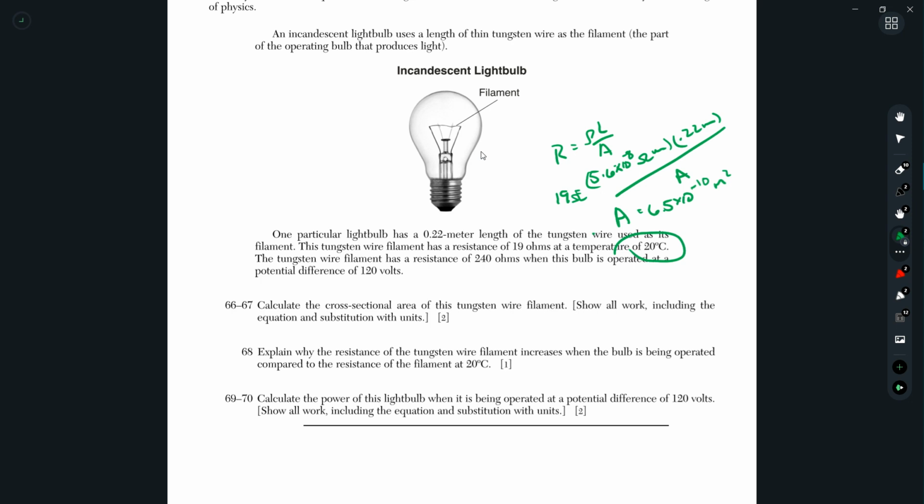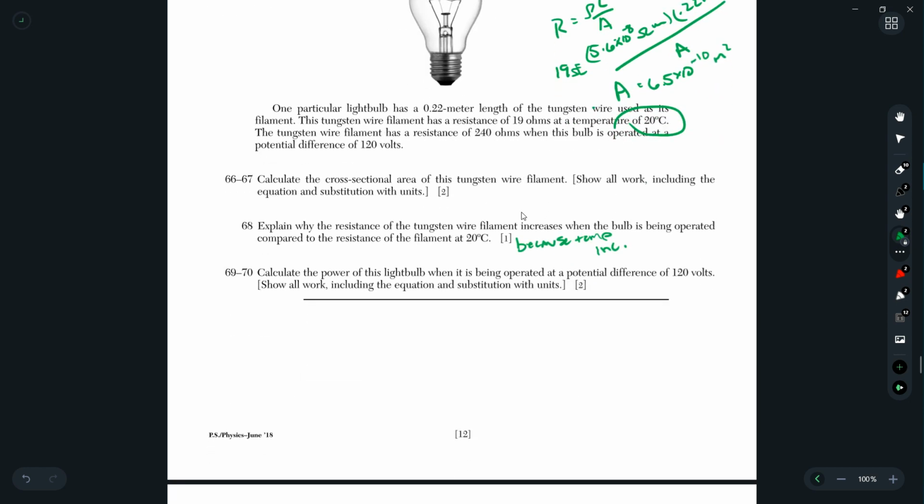Why does the resistance increase when the bulb is being operated compared to 20 degrees Celsius? Because the temperature increases. As you use the light bulb, it gets hotter. The hotter it is, the more resistant that material gets, which is why your phone tends to slow down when it heats up. Resistance gets higher.